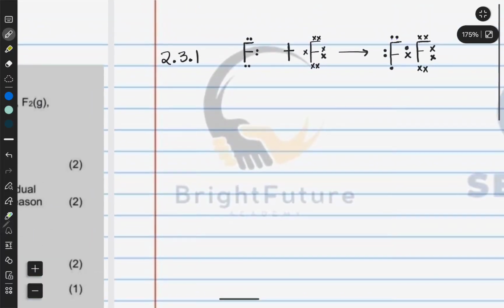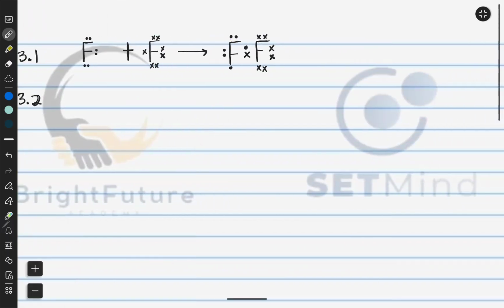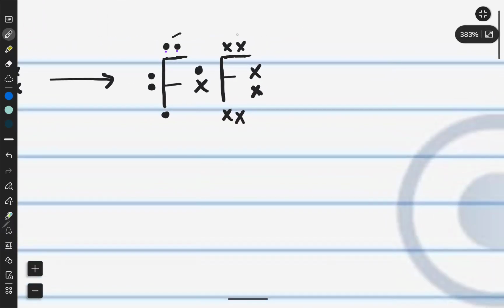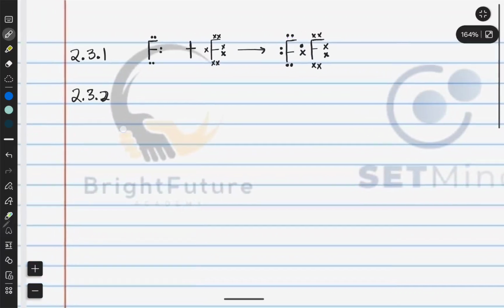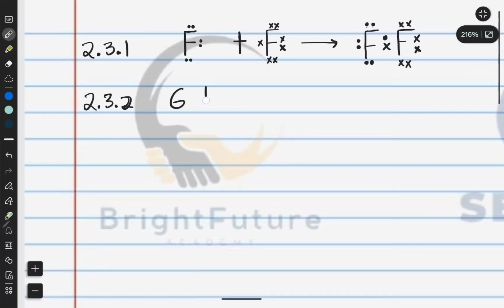Now we are asked for the number of lone pairs in the molecule. If you check, remember we counted them, it has 1, 2, 3, 4, 5, 6 lone pairs. Then the 7th pair is the bonding pair, so we can't count that one. So our answer to 2.3.2 is 6 lone pairs.